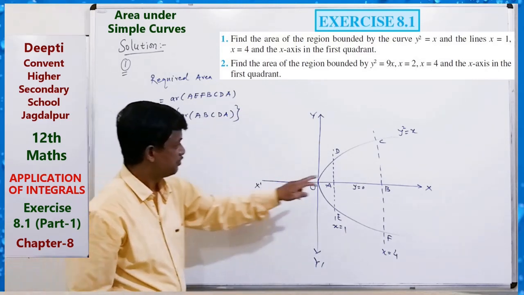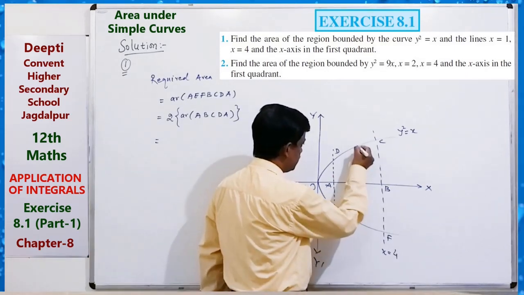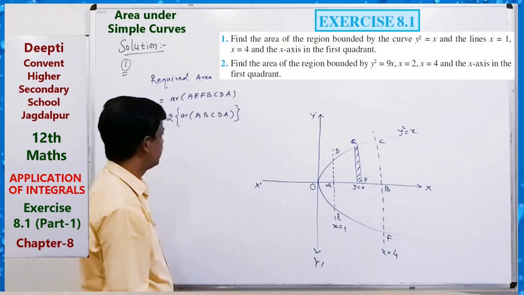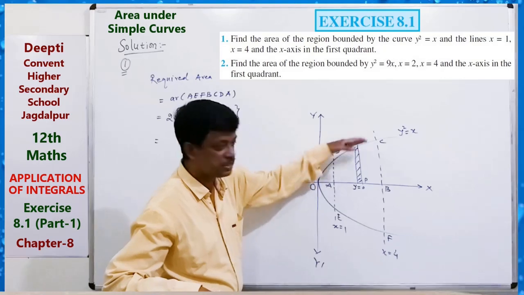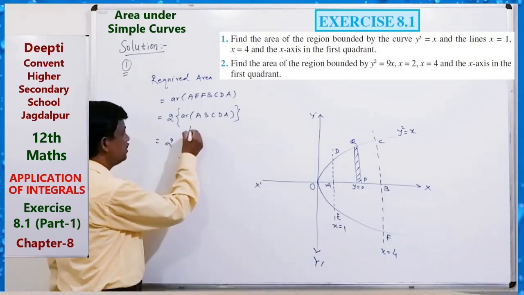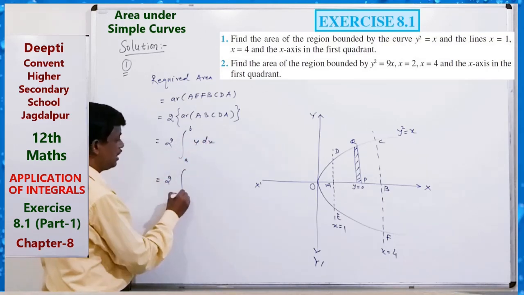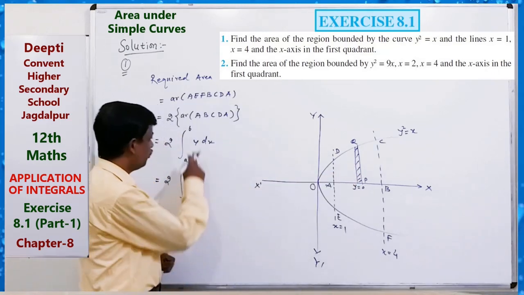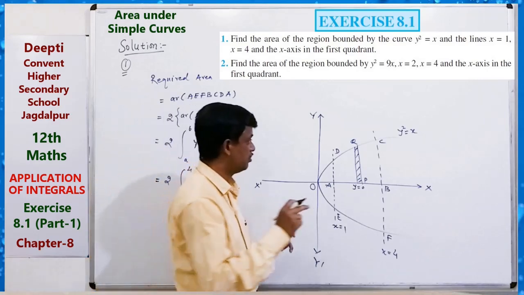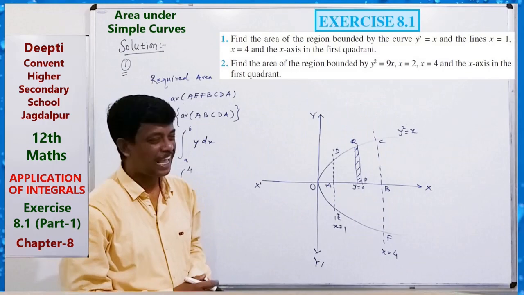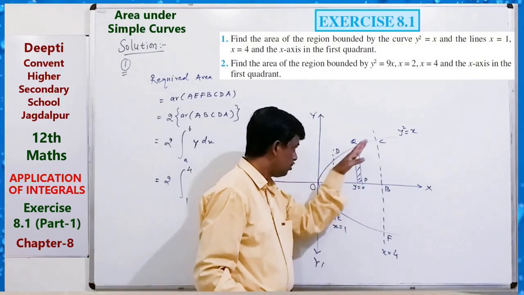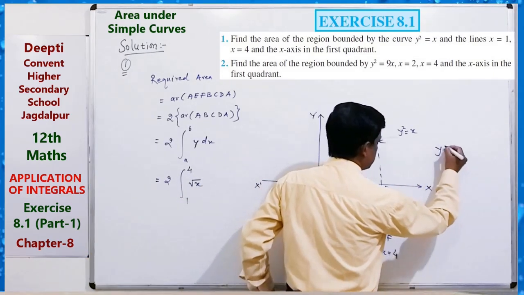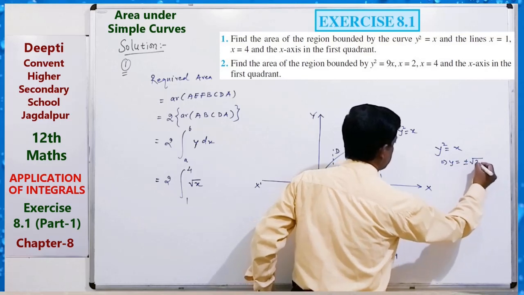Clear? And area of this portion by taking vertical strip PQ. Suppose PQ is a vertical strip. So area under the curve is 2 times of integral A to B y dx. A to B means x equal to 1 to 4. Here y dx, y is the value of y from the curve. Y square equals to x, y equals to plus minus root x. Plus root x is upper side, minus root x is lower side. So from the upper side, root x.